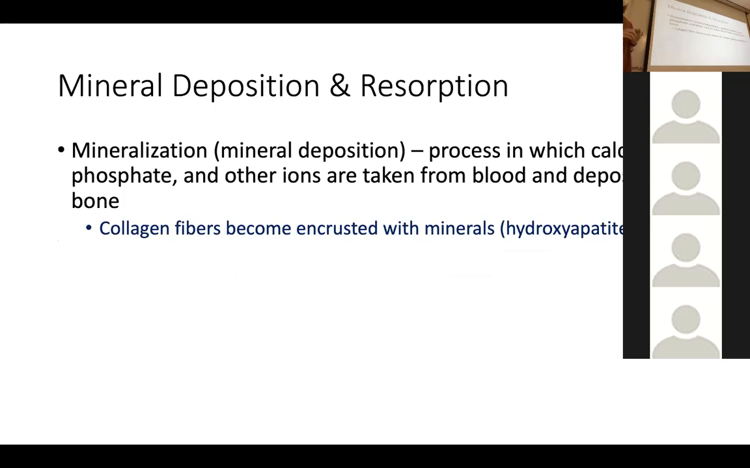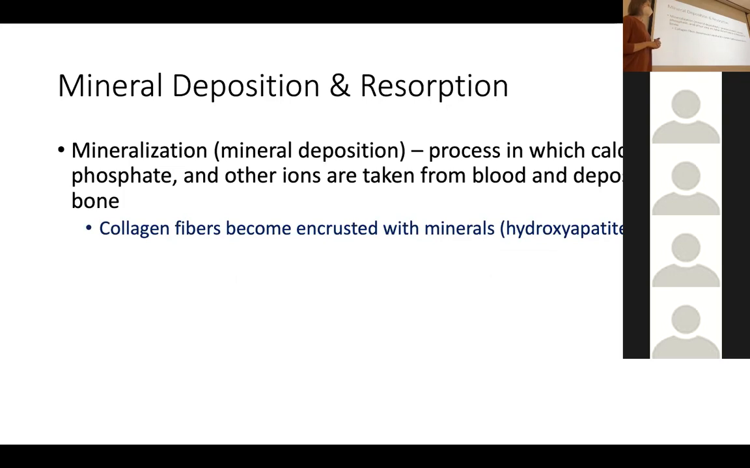So mineralization is also called mineral deposition. That's where minerals are deposited into the bone tissue. So minerals are moving from typically the blood into the bone. I'll focus mostly on calcium, but this involves calcium and phosphate to a large degree, along with some other smaller ions.